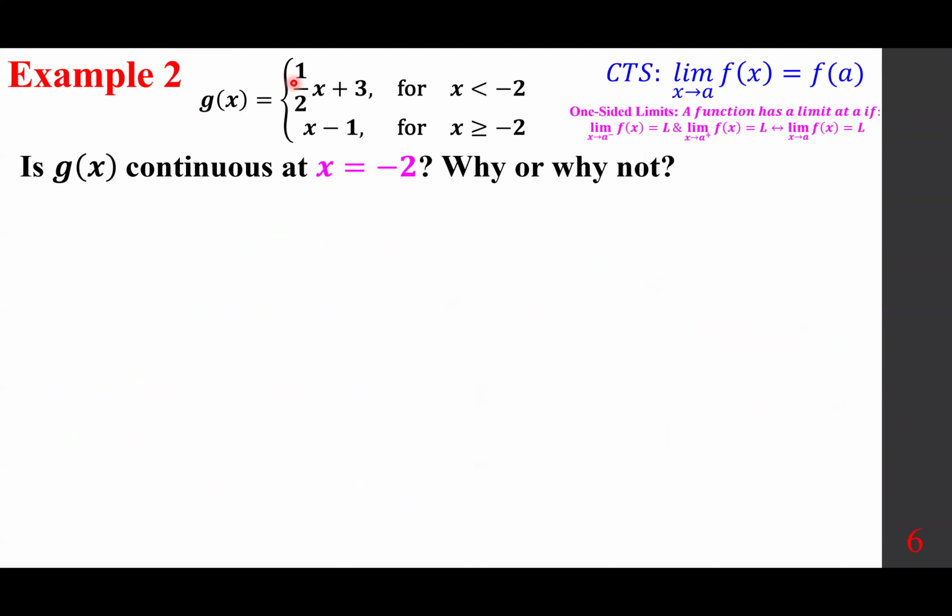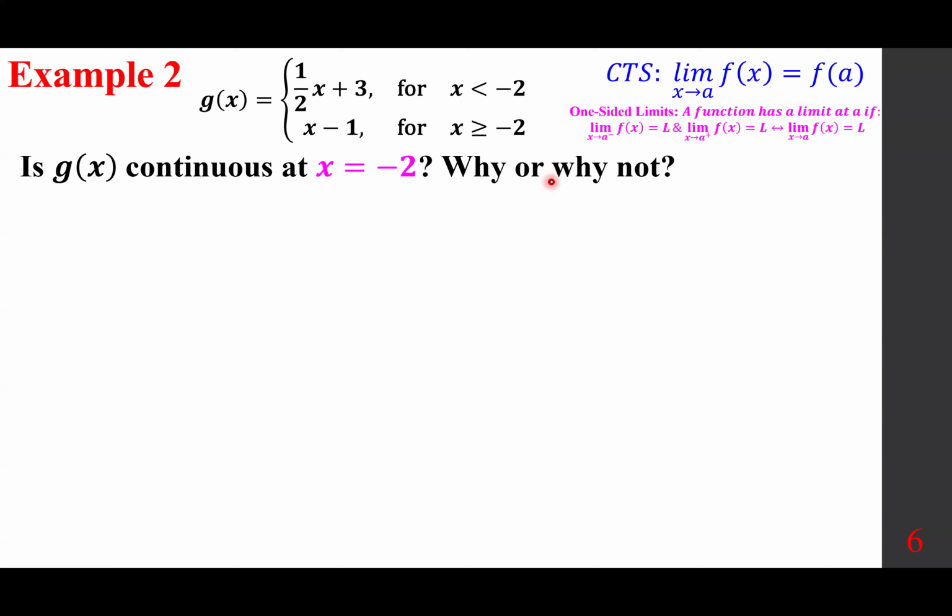g of x is a piecewise defined function: 1/2 x plus 3 for x less than -2, and x minus 1 for x larger than or equal to -2. And again, definition of continuity and one-sided limits. Is g of x continuous at x equals -2?